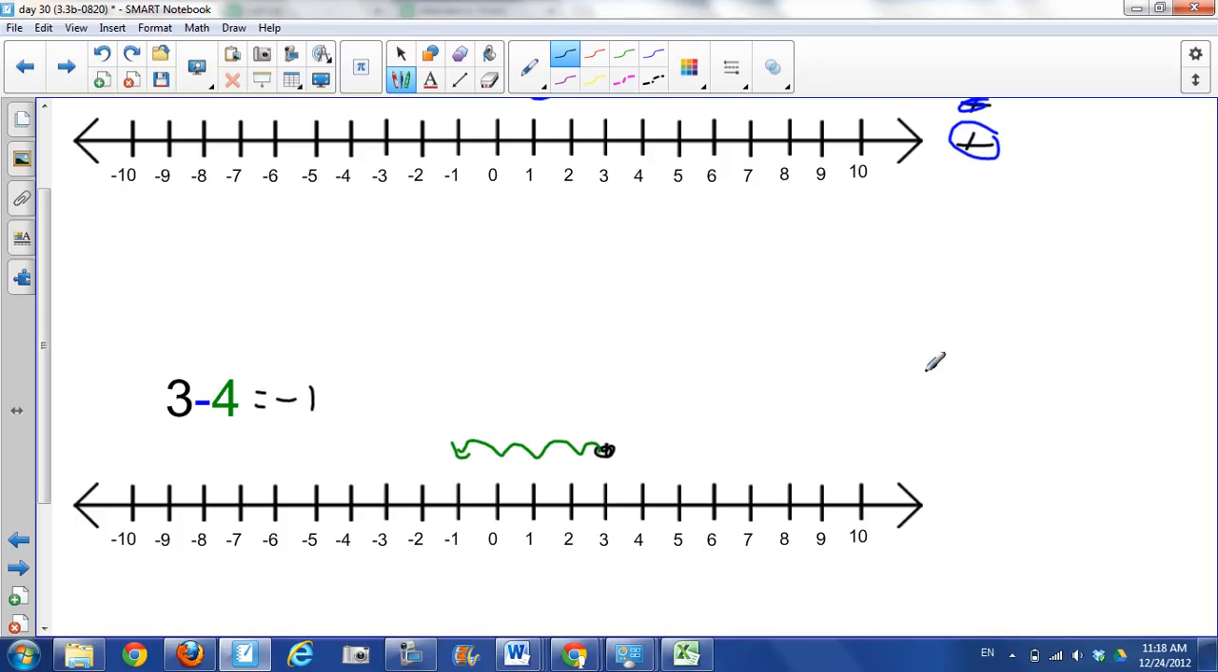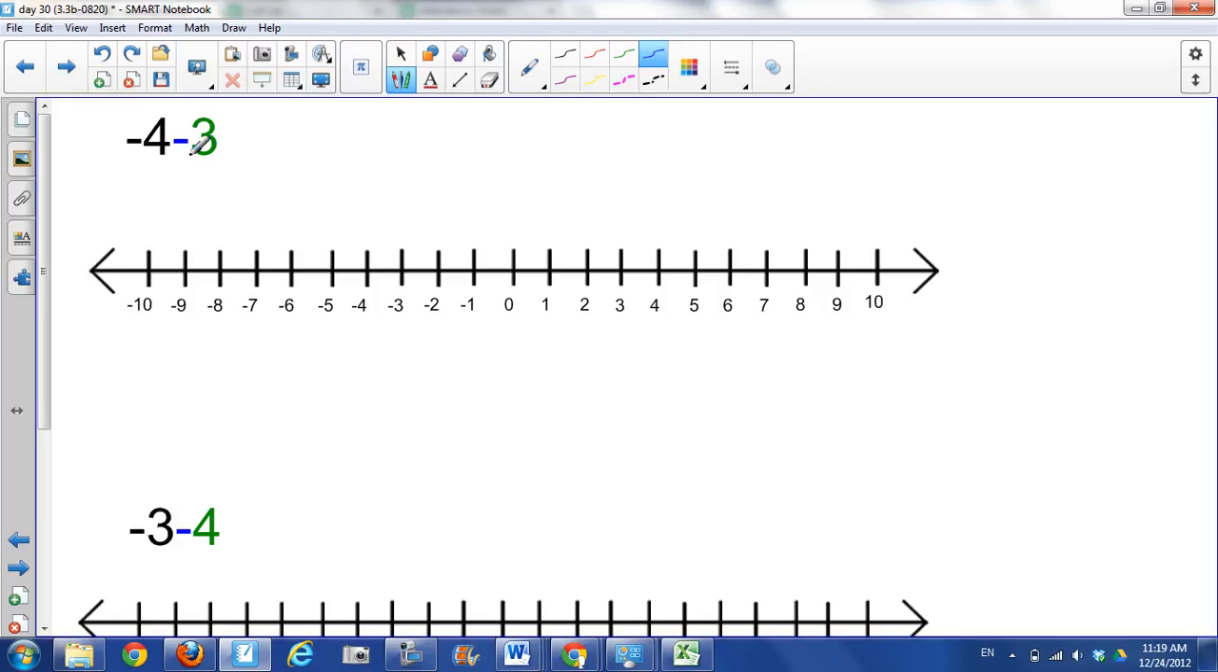We could also look at it this way. You've got 3 positives, plus, plus, plus, and we want to take away 4 positives. Oh, well, I can't take away more than I have, so let's add a positive. Now I've got 4 positives to take away, but notice I added a positive. I can't add a positive without also adding a negative, because this positive and negative cancel each other out, making 0. But now I have 4 positives. I can take away 4 positives now. So in blue, I'm going to take away 1, take away 2, take away 3, take away 4, and I'm left with that 1 negative.